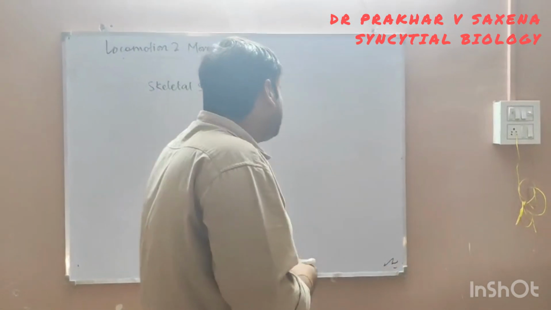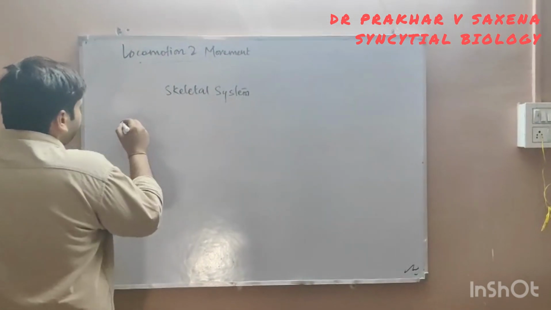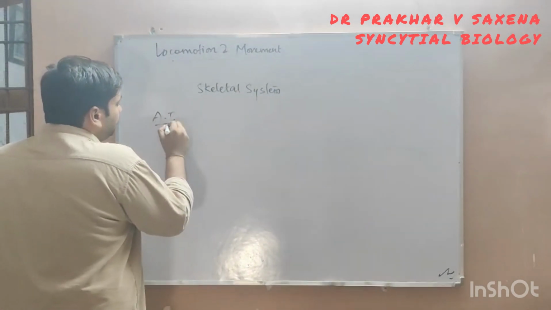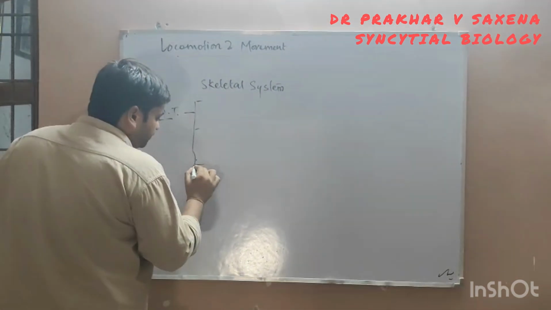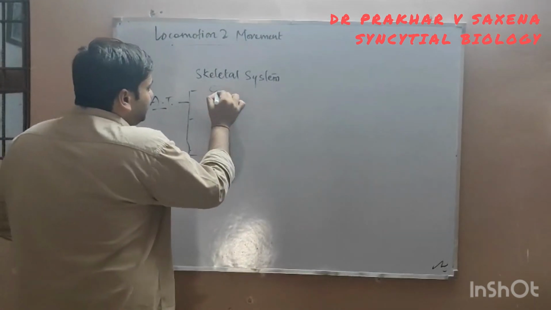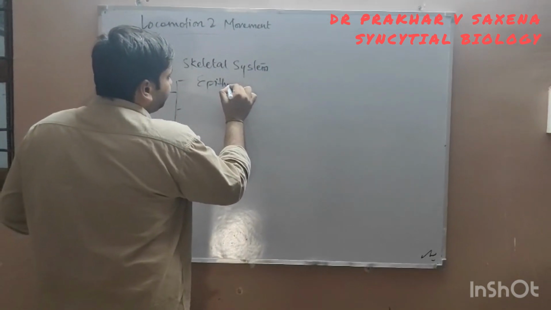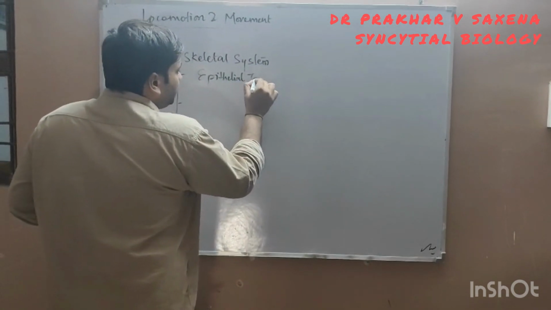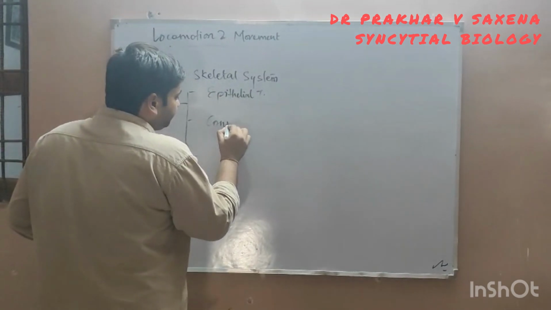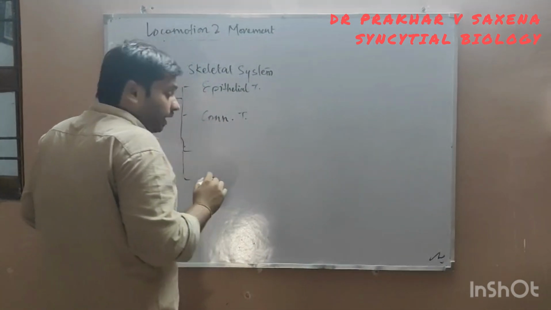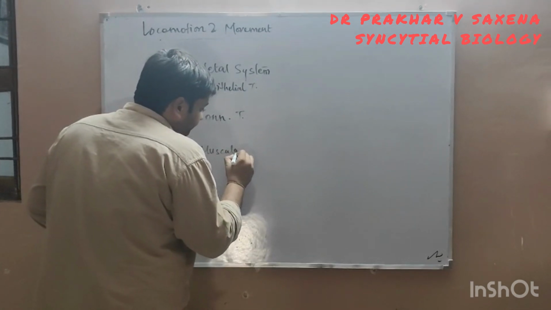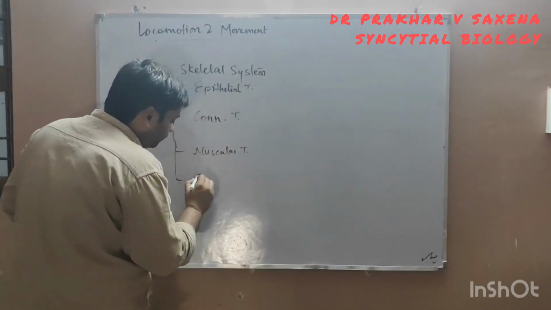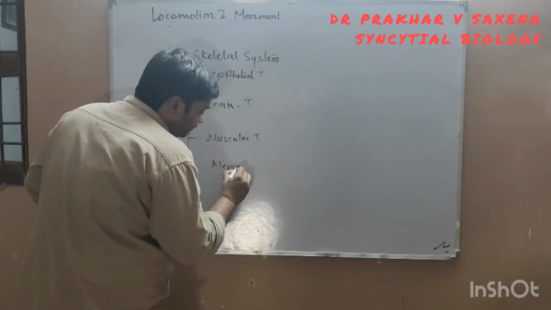So as you all have studied in the chapter animal tissue, we know that the animal body is made up of four types of tissues, right? First is the epithelial tissue. Second is the connective tissue. Third one is the muscular tissue. And fourth one is the nervous tissue.